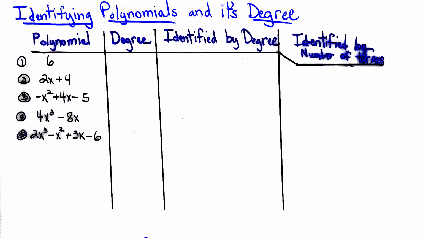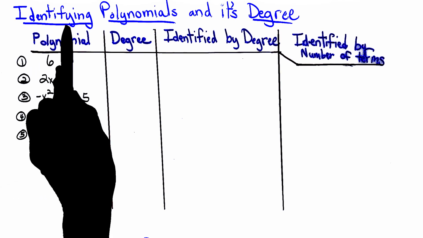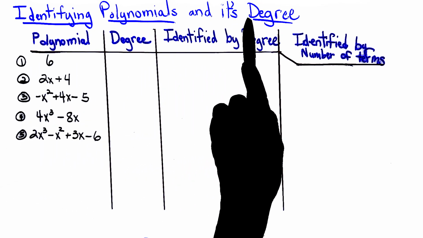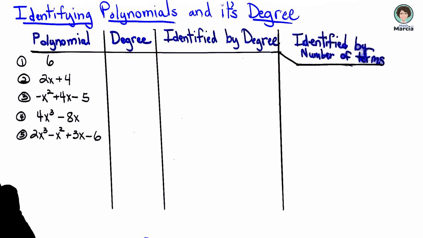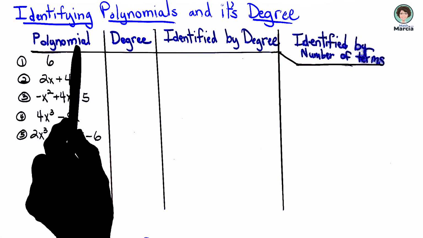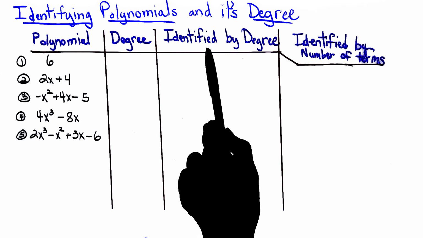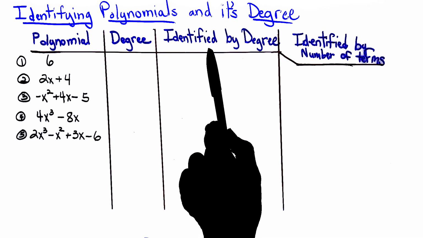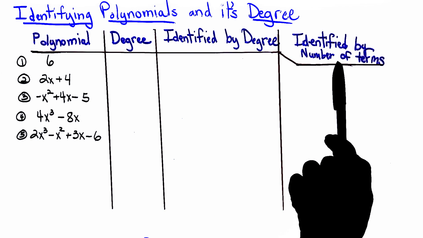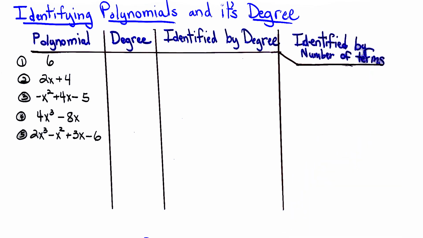This lesson is an introduction to polynomials. We're going to be identifying polynomials and their degree. So notice my chart. We're listing the polynomials. We're going to talk about what a degree is. We're going to identify it by its degree, and then we're going to name it also by the number of terms that it has. So let's look at number one.